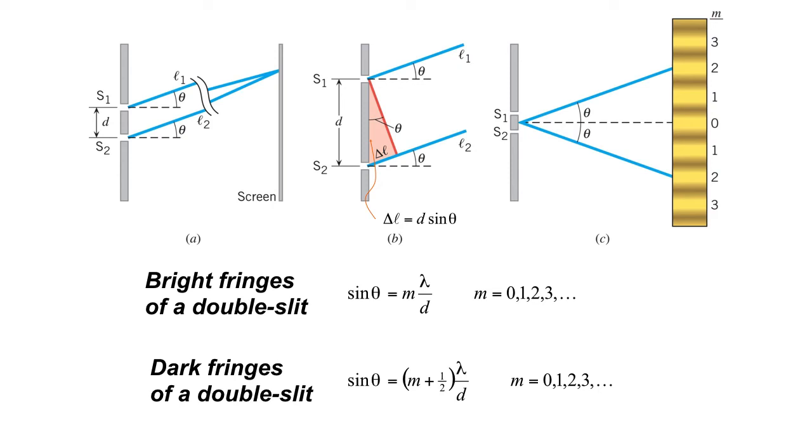Because they're parallel, you can use right angles here. And the difference in the distance between source 1 and source 2 out here to one of the bright spots or one of the dark spots is delta L. And you can use the wavelength and the separation d to do a little bit of trig.